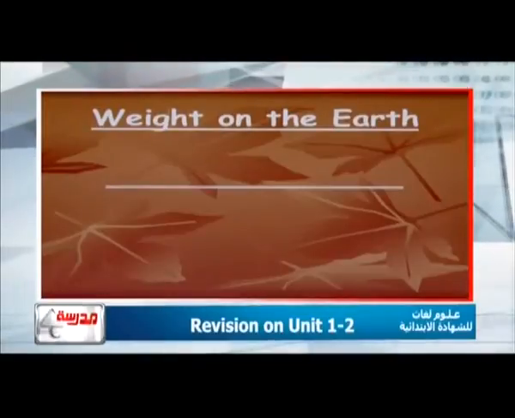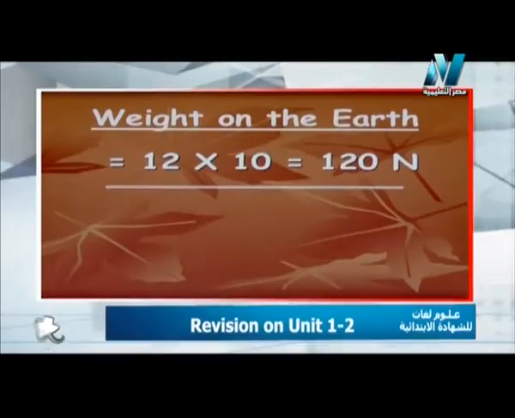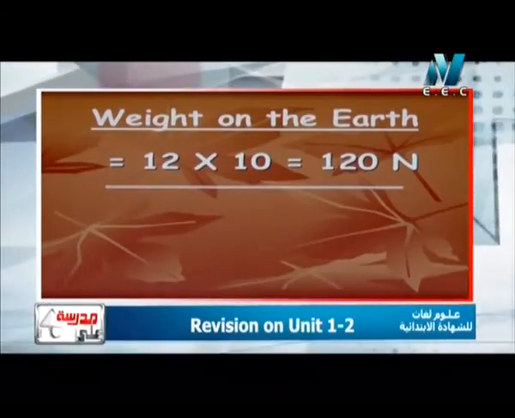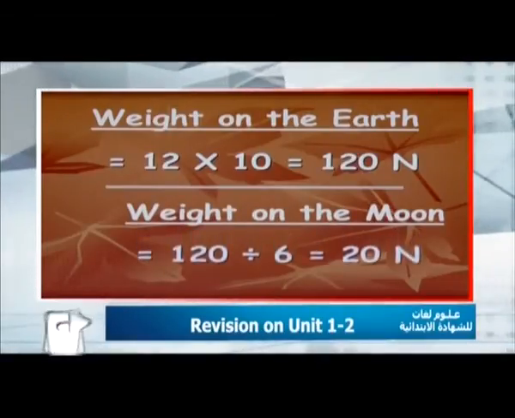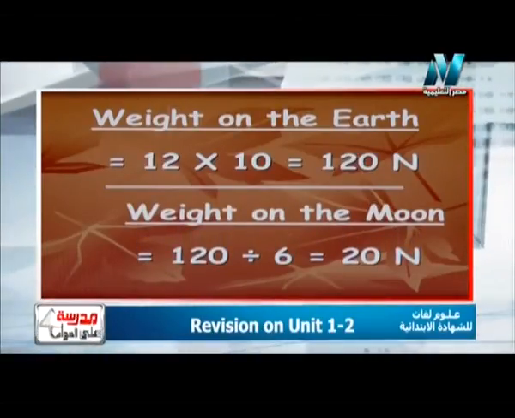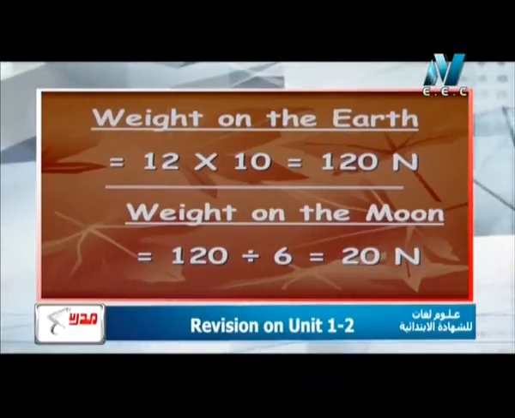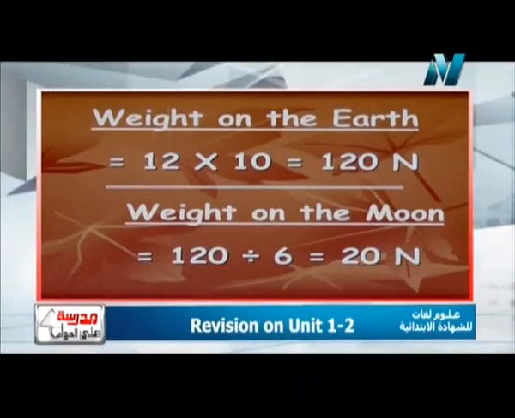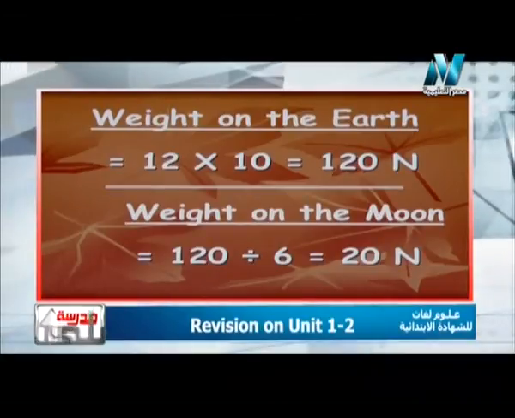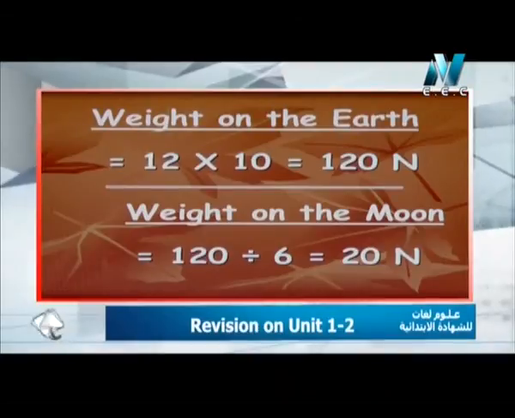So the problem says that the mass equals 12 kilogram. If I want weight on the Earth, it will be 12 by 10 equals 120 Newton. The weight on the Moon equals 120 divide 6 equals 20 Newton, as I need weight on the Earth divide 6 as we have studied. Again, if you want to answer any problem of mass and weight, we must write at first the two sacred laws of mass and weight.